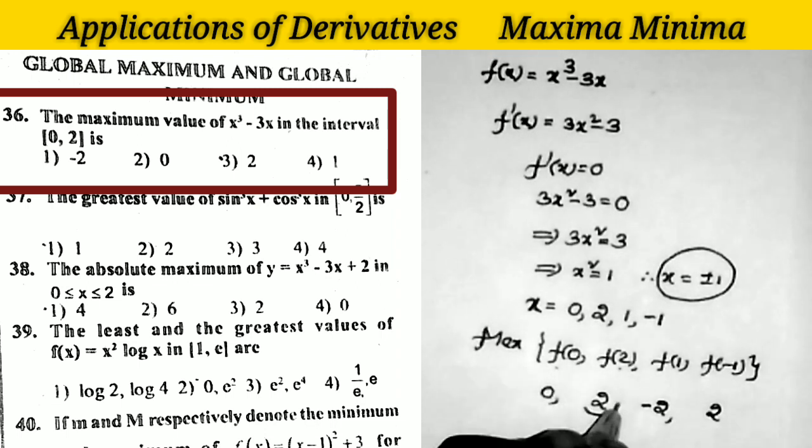Now what is the maximum value here? Here we get the maximum value is equal to 2. So the answer is equal to 2. Okay, and that is the third option.